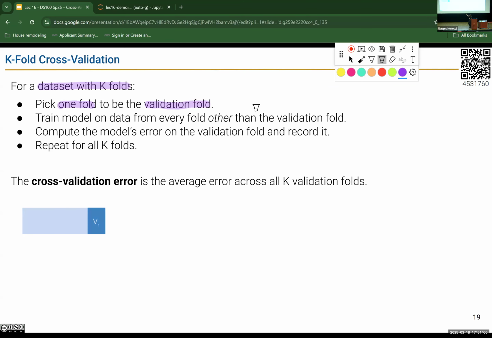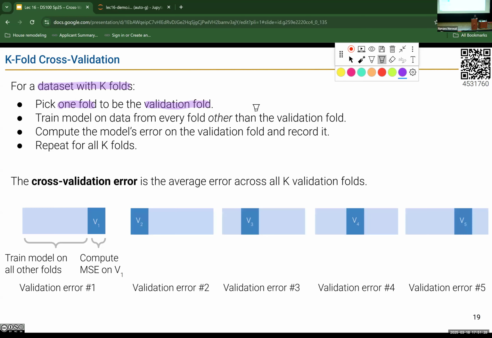So the first time, for example, in 5-fold cross-validation, let's assume that I'm chunking from the end of the sequence. So I'm picking everything in the beginning as a training set. The last 20% is going to be my validation set. So I'll train the model on the lighter blue area, and then I'll compute the mean squared error on validation fold 1, right? So this is validation set 1. Then I'll do exactly the same thing for everything else: train the model on the lighter blue area, and then do the MSE calculation.